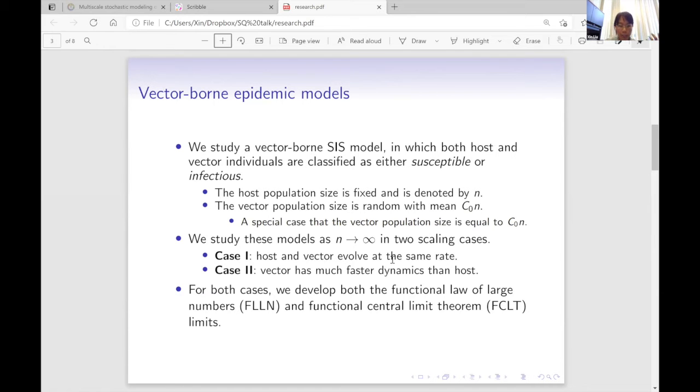The main idea is to study two different scaling cases. The first is where we assume the host and the vector evolve at the same rate. In the second, we consider the situation when the vector has much faster dynamics than the host. That's reasonable because, for example, mosquitoes or sandflies have much shorter life cycles. In our work, we need to identify the precise scaling in order to derive the functional law of large numbers and the functional central limit theorem limits.